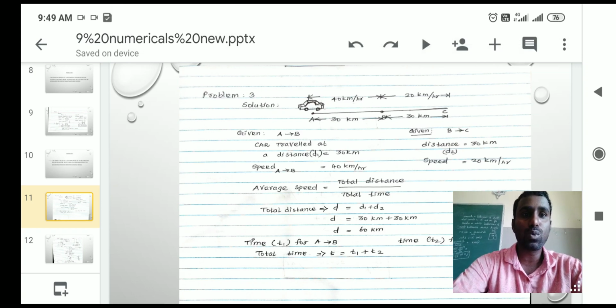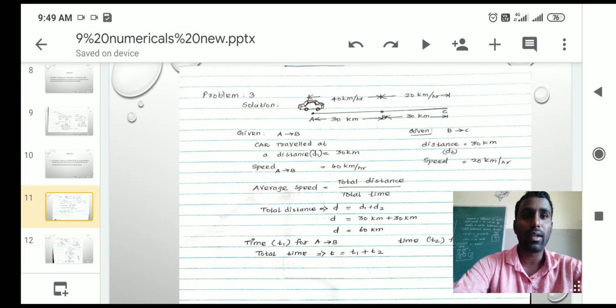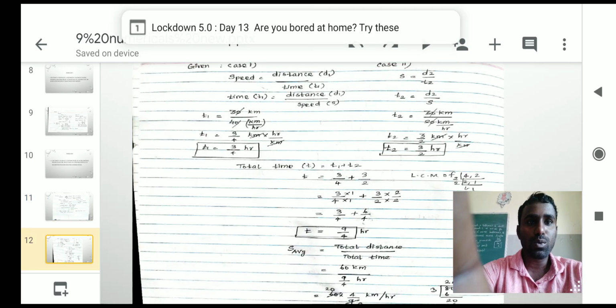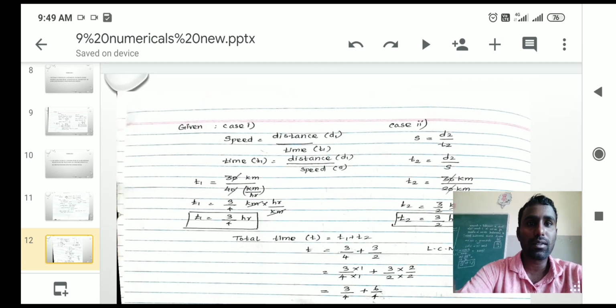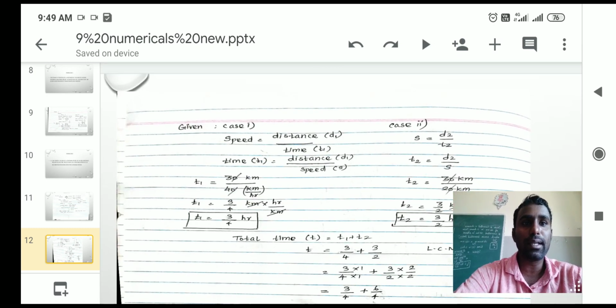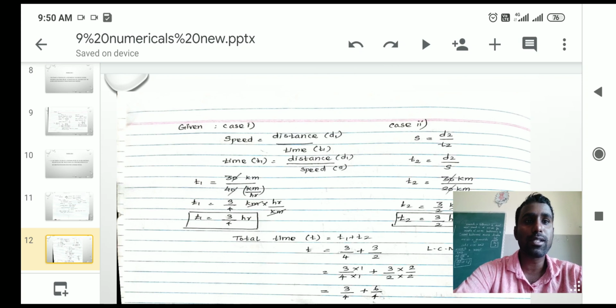For the first one we have to find time T1 for A to B, what is the time? For B to C, what is the time? From the given data. So first, case 1, speed equals distance divided by time. First A to B, D1 I have taken and time T1 I have taken. So time equals distance divided by speed. So T1 equals 30 divided by 40. If we cancel 0, it will come 3 by 4 hour.